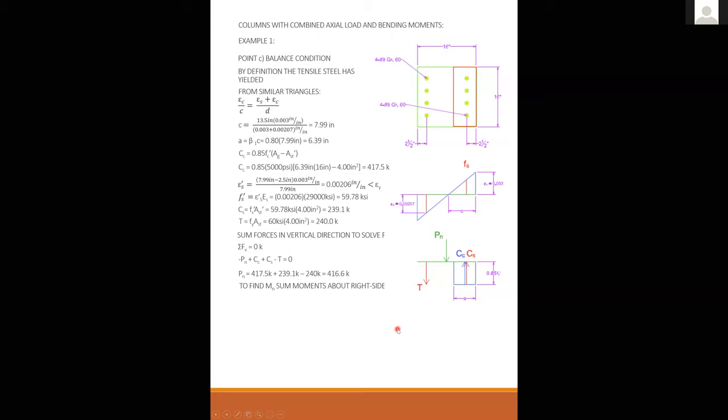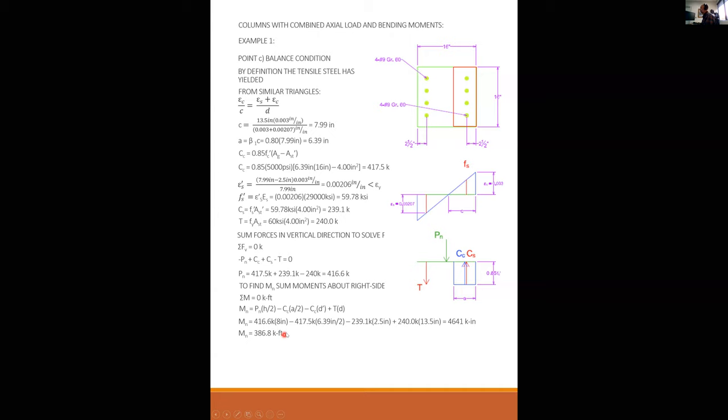All right. Now to find Mn, we sum the moments about the right-hand side again. And we have Pn times h over 2, because Pn is always through the plastic centroid. We have the compression in the concrete times a over 2, compression in the steel times d prime. And now we have this added tension times distance d from the right-hand side. Plug in my numbers: 416.6 times h over 2 is 8, 417.5 times a over 2, 239.1 times d prime, and positive 240 times my d of 13.5. And that all adds up to 4641 kip-inch, or 386.8 kip-feet.